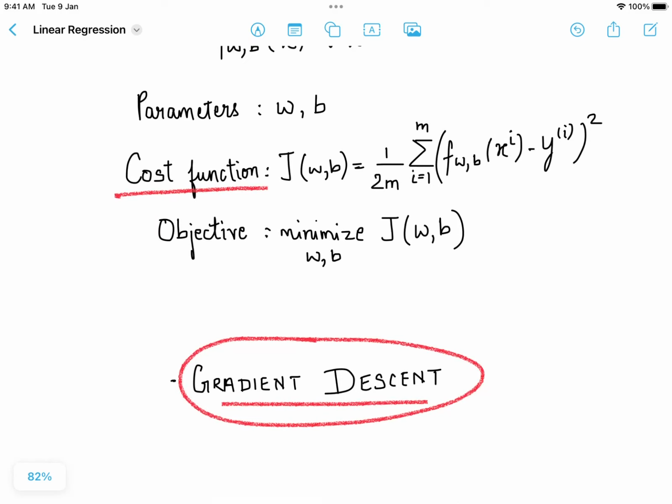What happens with a large amount of data and more complex ML models is that we can't manually find the best values for the W and B parameters. So we want an efficient algorithm that we can write in code for automatically finding the values of parameters W and B, and that gives you the best fit line, minimizing the cost function. This algorithm is known as gradient descent.